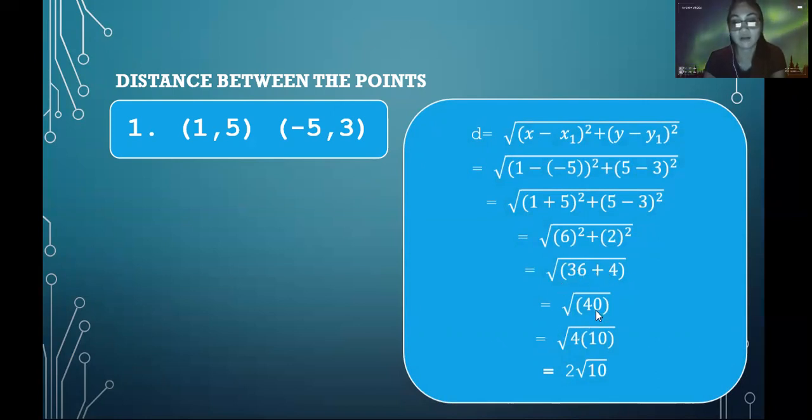Then to simplify, factor 40. So it is equal to the square root of 4 times 10. Then the square root of 4 is 2. So the final answer is 2 square root of 10.